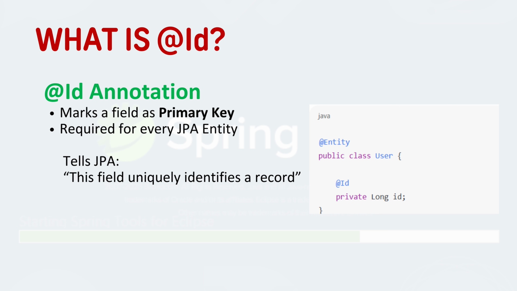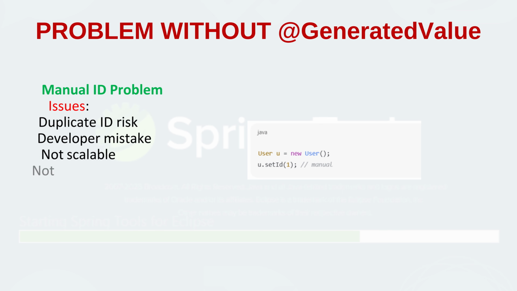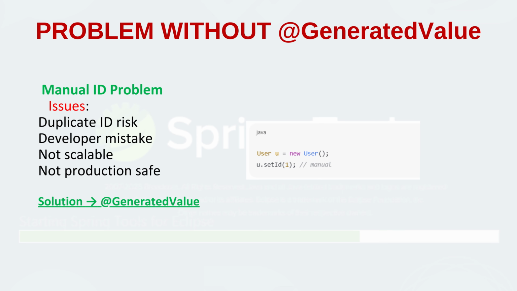But now comes an important question. Who will generate this ID? If we don't use a generated value, we must set ID manually. That leads to problems like duplicate ID risk, human mistakes, not scalable, not production safe. Manually assigning IDs is bad practice. So what's the solution? @GeneratedValue.